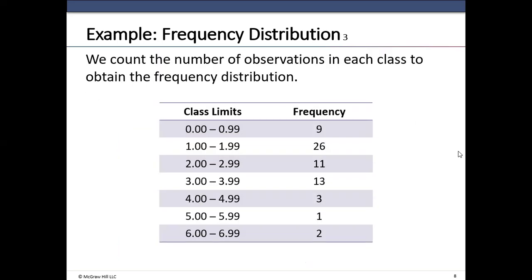Then we went to the actual data set and counted how many numbers are in each class. For example, in the first class, which is between 0 and 0.99, the count is 9. The second class, which is between 1 and 1.99, the count is 26, and so forth. If we take all the classes and add the frequencies, it should add up to the sample size.